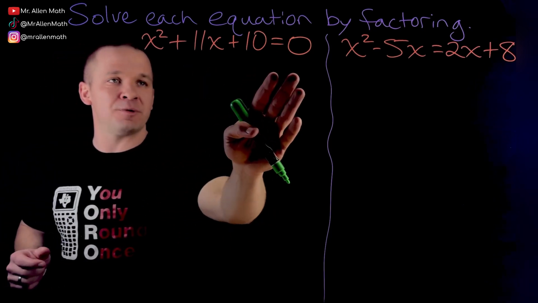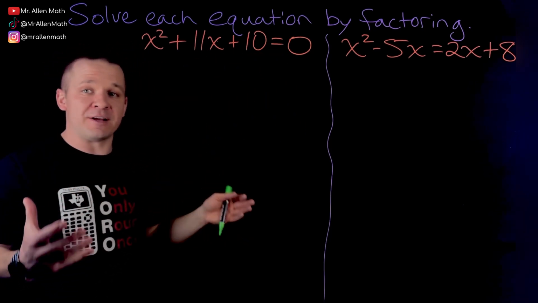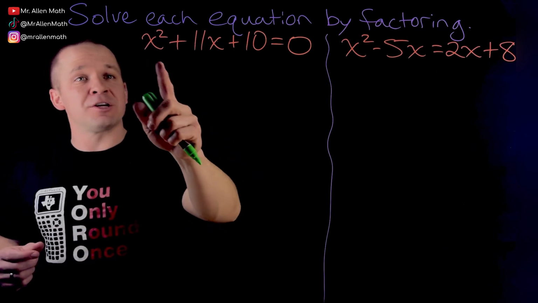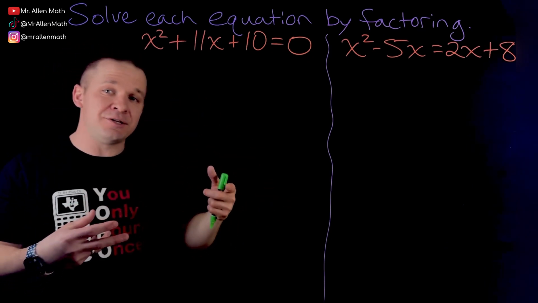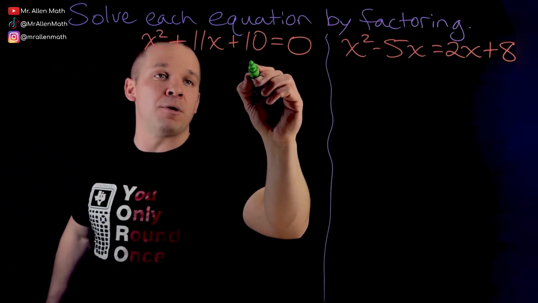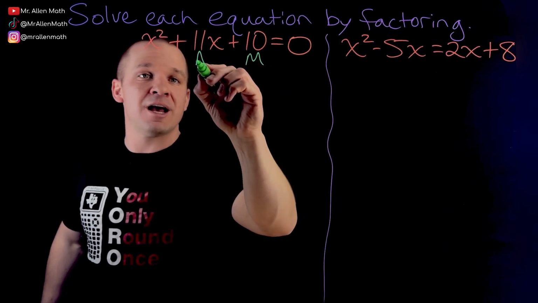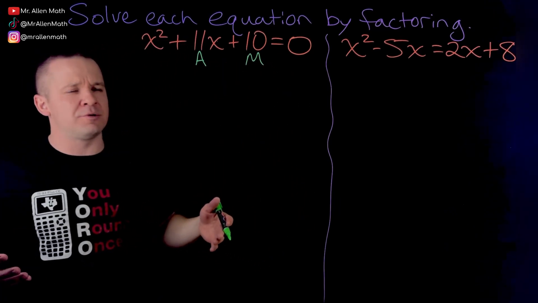All right, so for this first one here, it's already equal to 0, which is fantastic. That's what I got to have. And there is a coefficient of 1, which means it's the easier type of factoring. I just got to figure out what multiplies to 10 right here and adds to that 11. So what two numbers are going to do that?